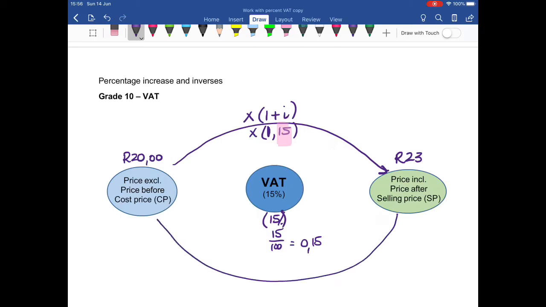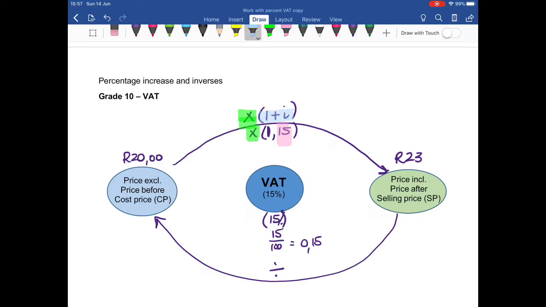Don't make the mistake of thinking that to go this way, I'm going to find 15% of 23 and then subtract it to get back to 20. You don't. Go and try it if you don't believe me, but it will not work, because remember in maths we have to use inverse operations. So if I multiply when I go that way, I've got to divide going backwards, because division is the inverse operation of multiplication.